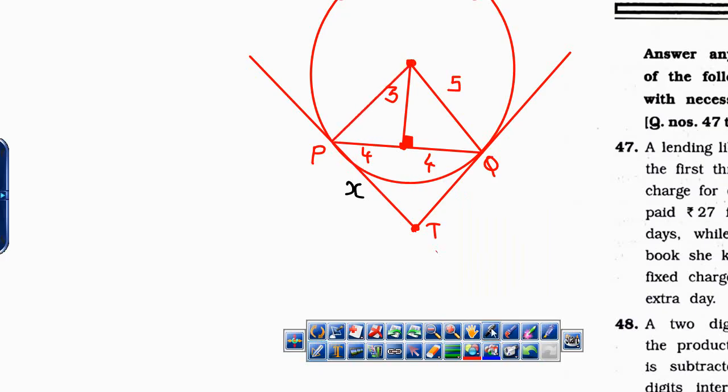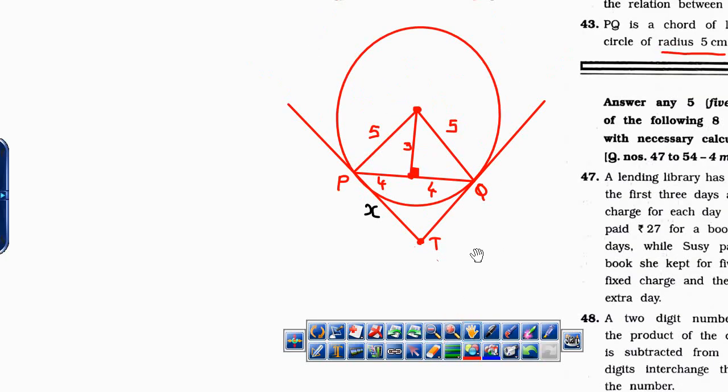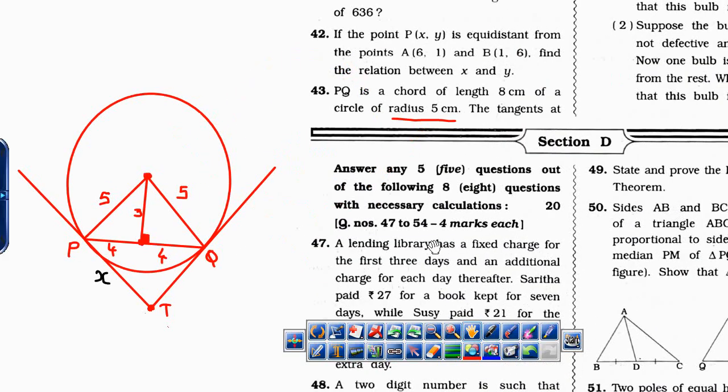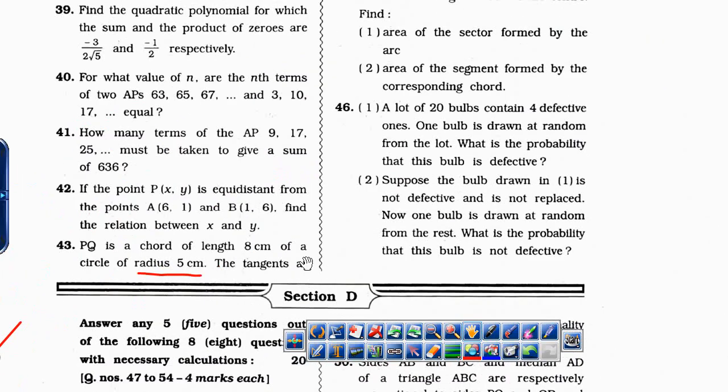This is also 5. Why? Because it's the radius. On both sides the radius is the same. This is 3. So 5, 5, 4, 4. This is 3. The figure is not exactly the way I would like it to be. So I'm drawing the figure once again. If you are drawing with me, please redraw again. Sorry for that.